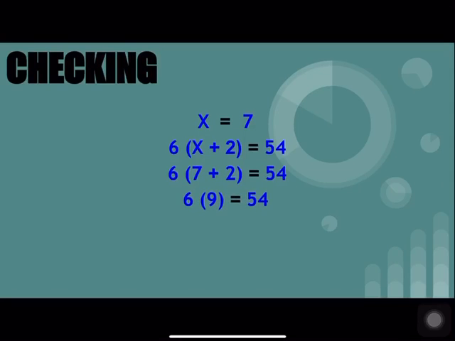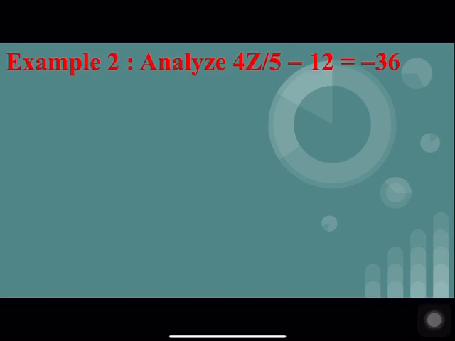We do first the operation inside the parentheses. So 7 plus 2 will give us 9. Is 6 times 9 equal to 54? So 6 times 9 is equal to 54. Therefore, we have the correct answer. The value of x is 7. Let's have another example here.